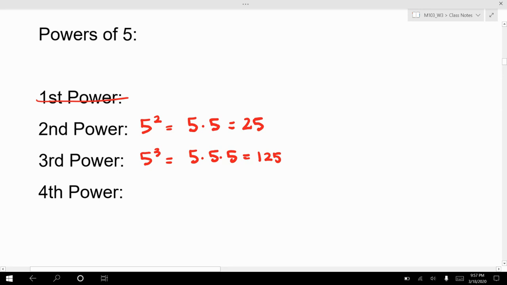125. Now 5 to the fourth power, beyond squared and cubed, or 2 and 3, we don't have a name for it. We would just say to the fourth power, to the 11th power, to the ninth power, whatever. So that just means 5 times 5 times 5 times 5, and that is actually 625.